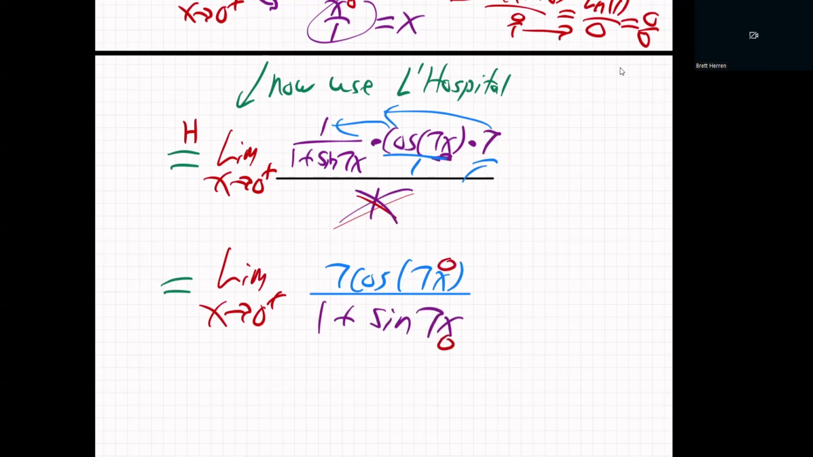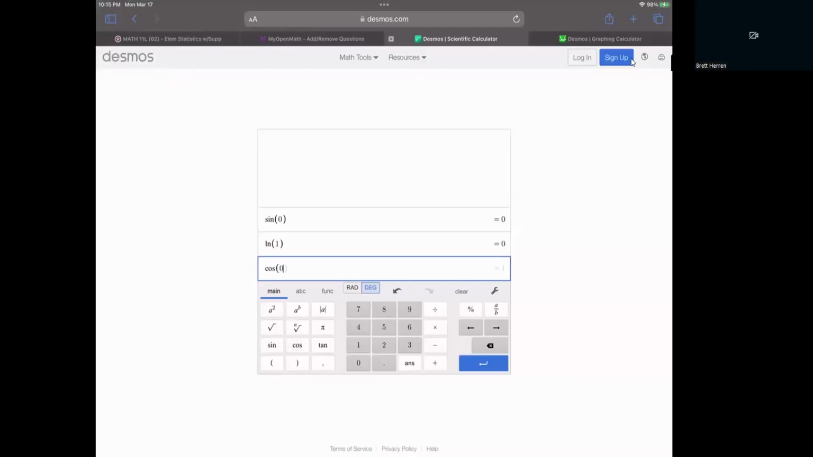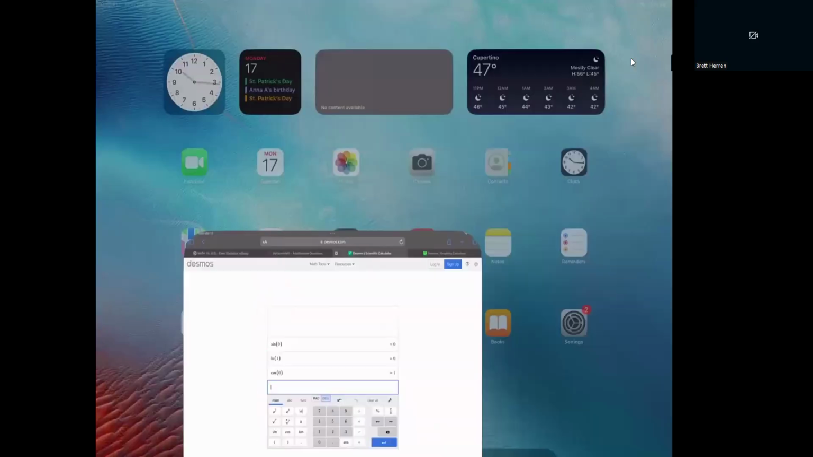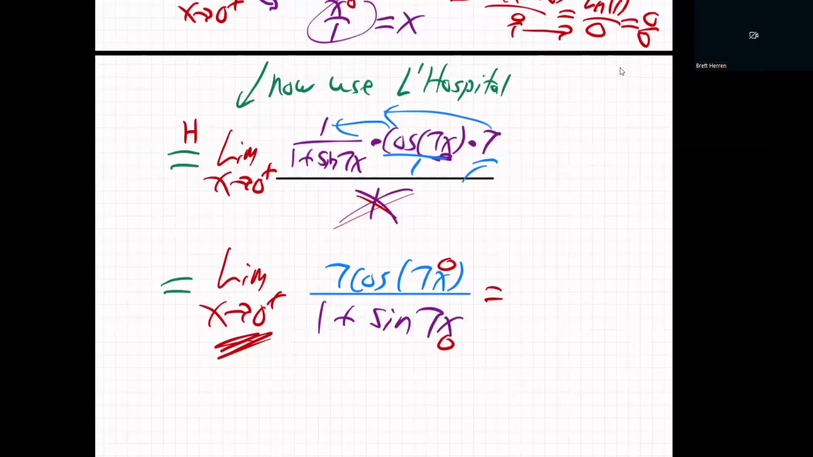Now plug in your 0. So x is still going to 0. So we'll get 7 cosine 0. What's cosine 0? It's 1. I'll show you on Desmos here. Cosine 0, bingo, 1. Cosine 0 is 1. So this is 7 times 1 over 1 plus sine of 0, which is 0, as we talked about. So we go, oh, that's just 7 over 1. That's just 7. We're done.